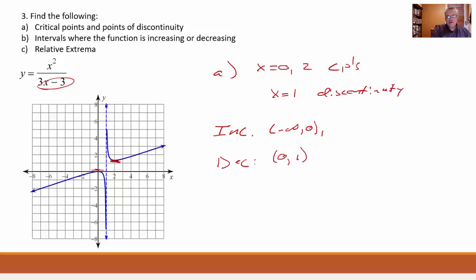From 1 to 2, it's coming down from up here and approaching that critical point. So it's decreasing from 1 to 2 also. And after 2, it's increasing. So this was a more complicated function. We kind of had 4 different intervals here we're talking about.